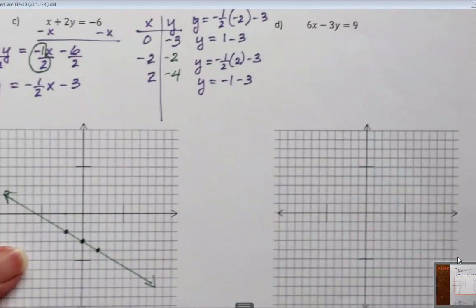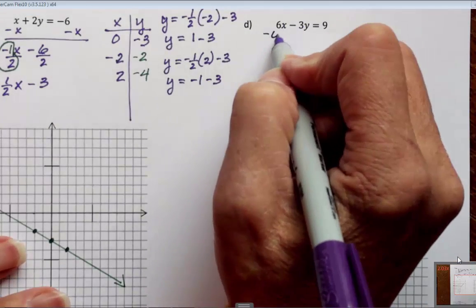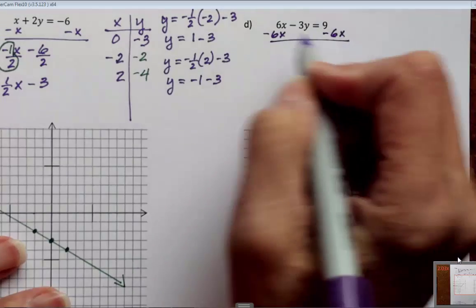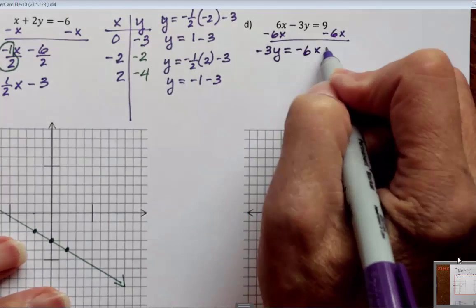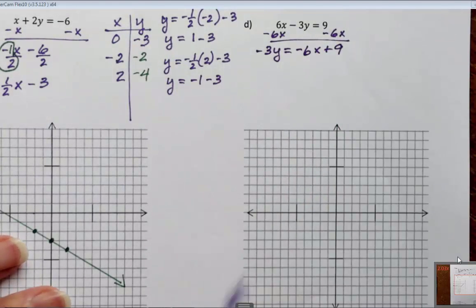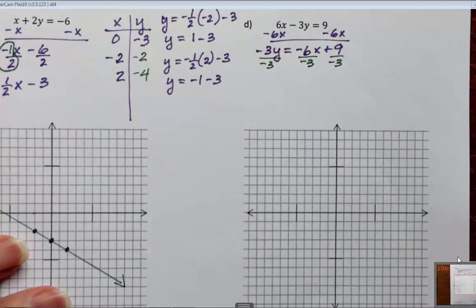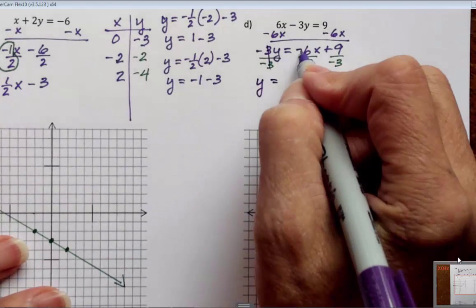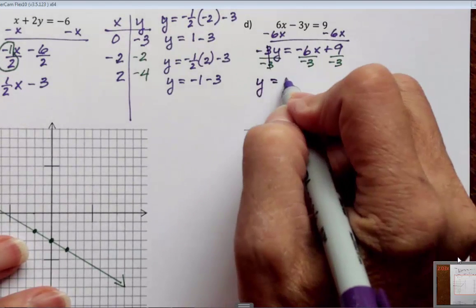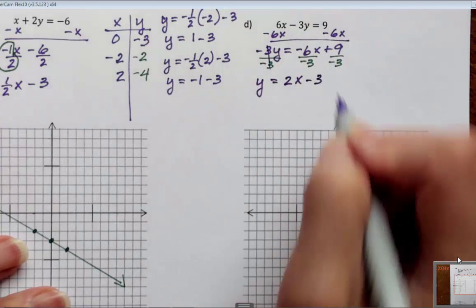The last problem, again, I'm going to solve for y. So I'm going to subtract 6x from both sides. I end up with negative 3y equals negative 6x plus 9. Then I'm going to divide every term by negative 3. So negative 3, negative 3, negative 3. These guys cancel out. I'm left over with y. Negative 6 divided by negative 3 gives me a positive 2x. 9 divided by negative 3 gives me minus 3.